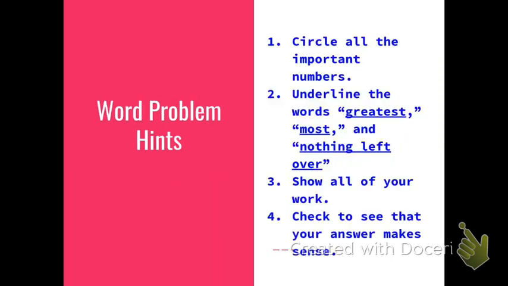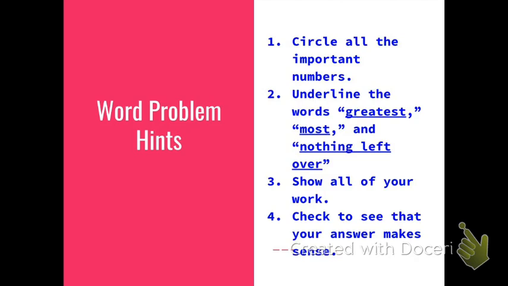So here are some hints. Now this you may or may not have framed in red yesterday or day before when we did this. So look, it's inside of your little doodle notes. Okay, you have this. So it says, circle all the important numbers. That's what we'll start with.